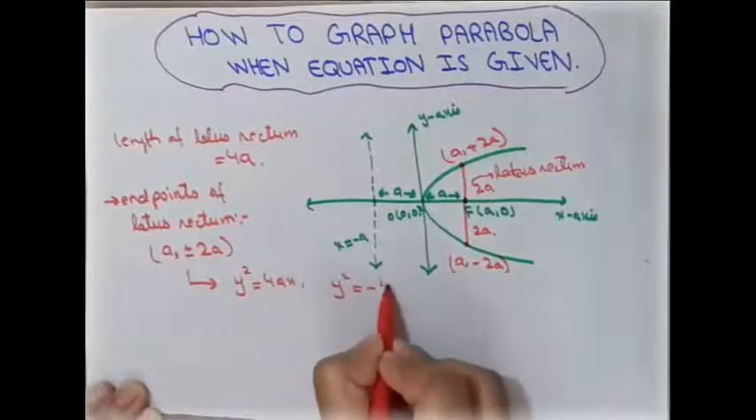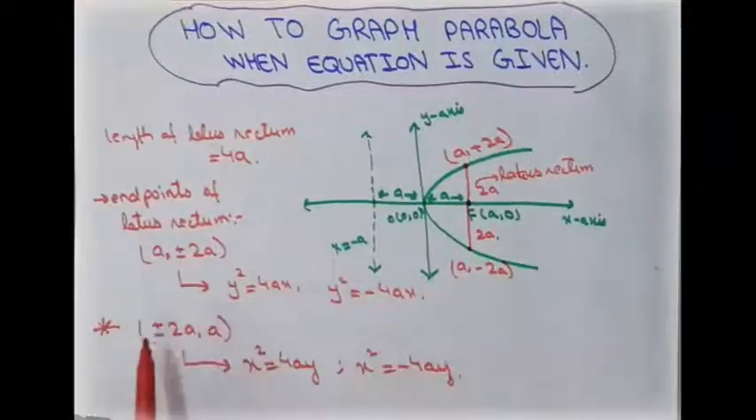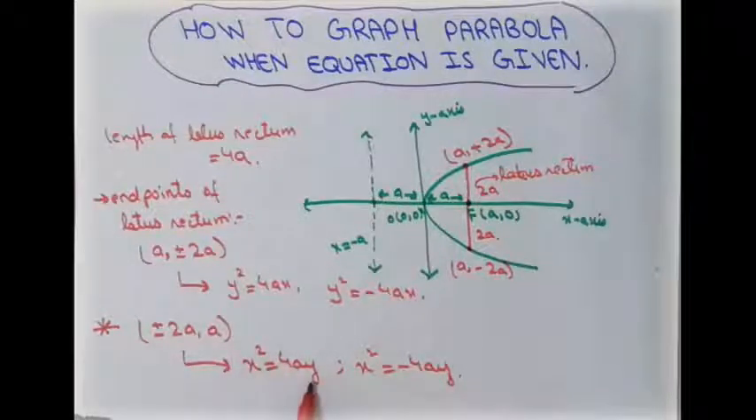And we have the endpoints of the latus rectum if we have the equation of a parabola in the form x² = 4ay or x² = −4ay. This is a short review of the parabola that we already discussed in a very detailed way in a previous video.